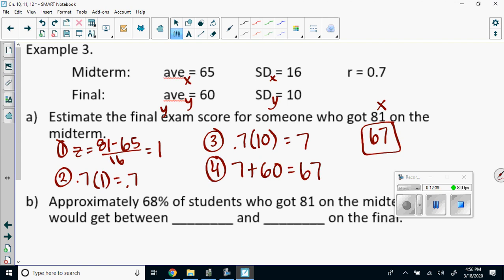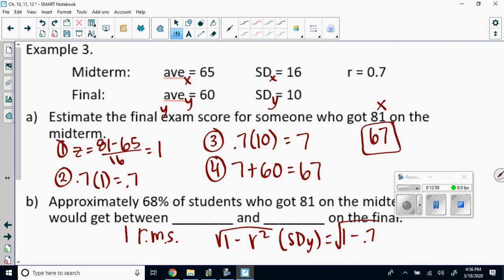And then approximately 68% of the students who got an 81 on the midterm would be between blank and blank. This is saying do one RMS error either direction from the average. So we know RMS error is the square root of 1 minus r squared times SD of y. 1 minus 0.7 squared, square root of that, times SD of y.